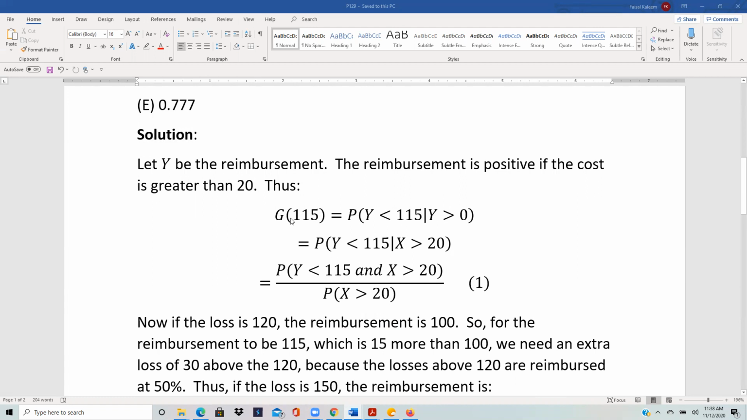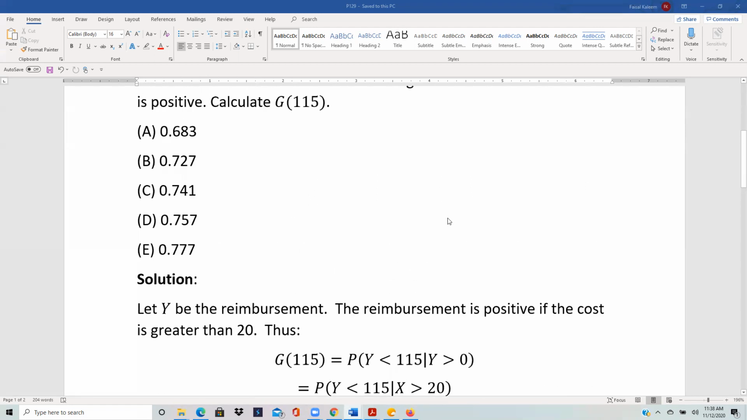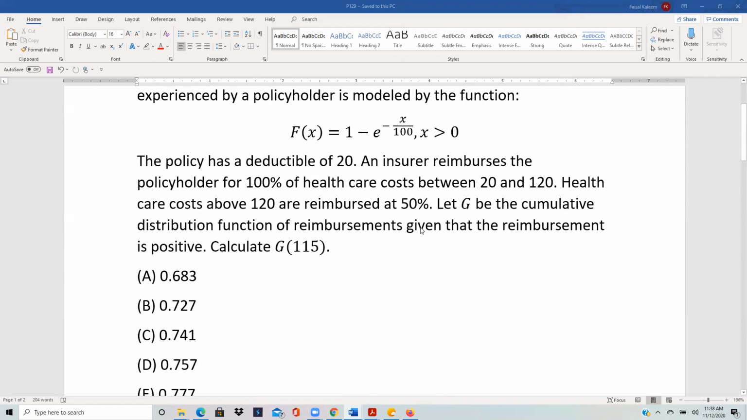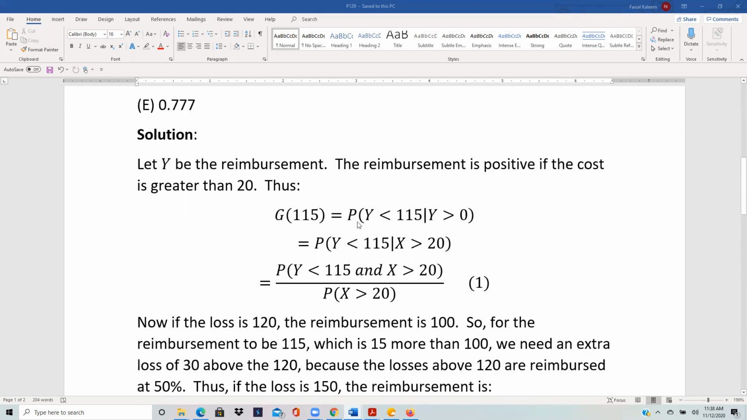So G of 115 is needed, and G is the CDF of reimbursements given that the reimbursement is positive. Therefore G of 115 will be the probability Y is less than 115 given that Y is positive. Remember, if we did not have this condition, then G of 115 would just be the probability Y is less than 115. But we have that added condition. And now Y positive is the same as X being greater than 20.